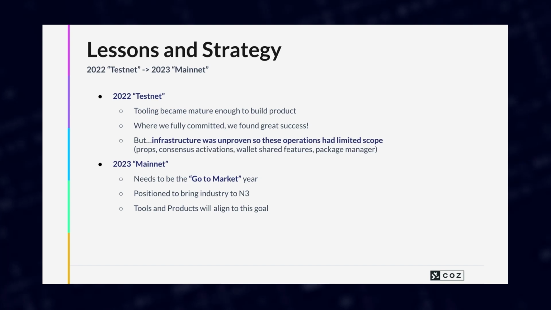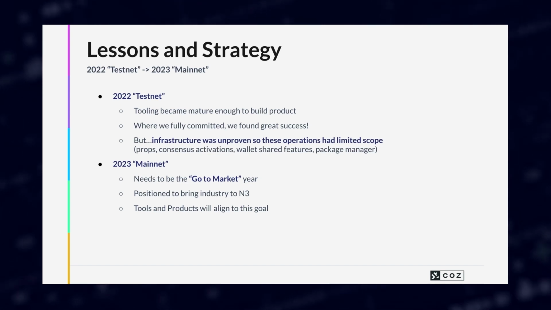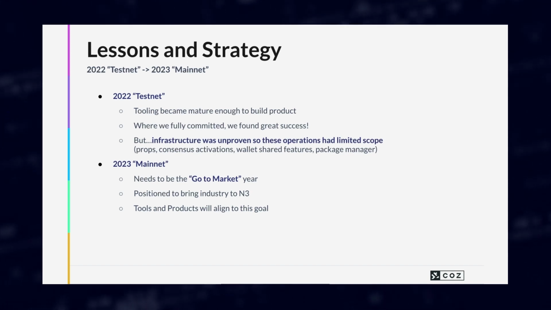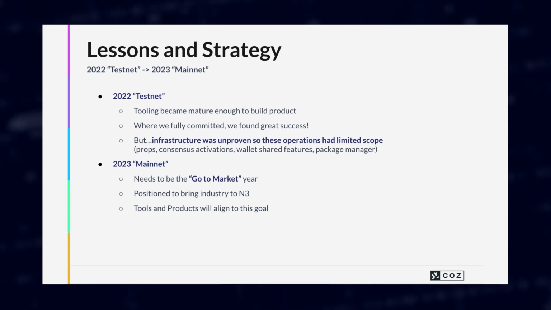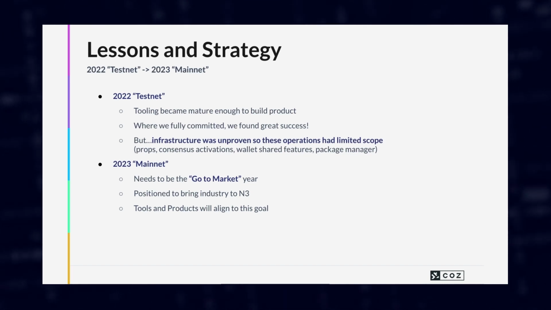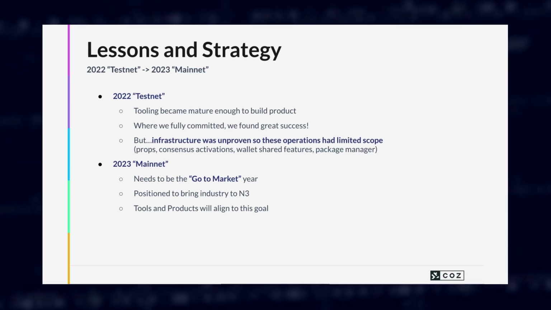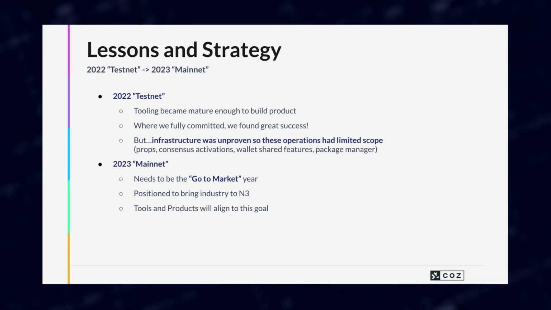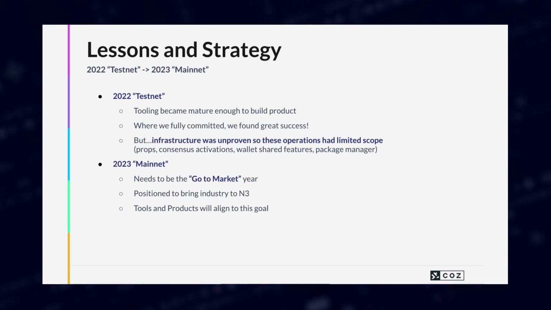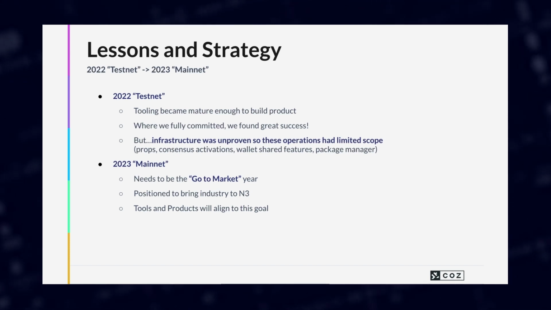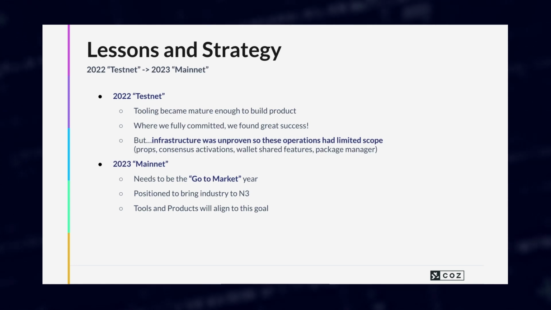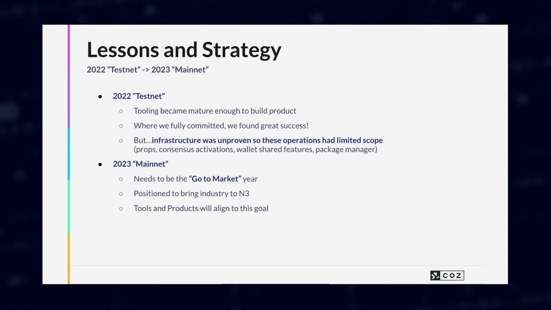But the problem that we ran into is that because the infrastructure was unproven, a lot of these experiences were somewhat limited in scope. And what I mean by that is, with the consensus activations, they were relatively limited in scope. We could have scaled that even larger. Some of the wallet shared features, the package manager, even the puppets themselves have been pretty minimal in the scale of the activation. So I think it was a success, but it was more of a test experience.